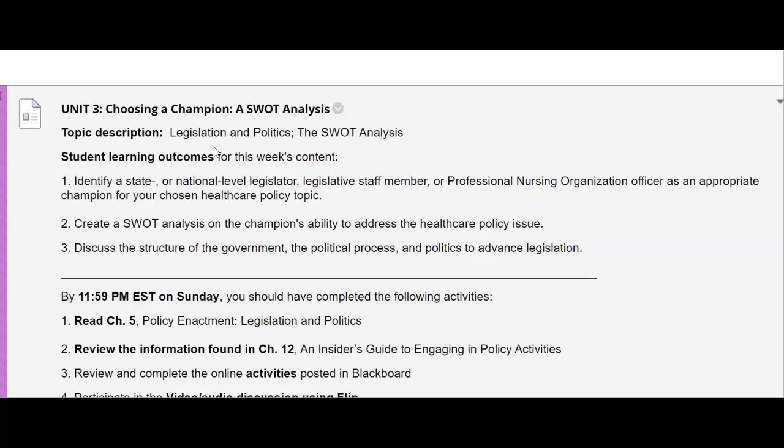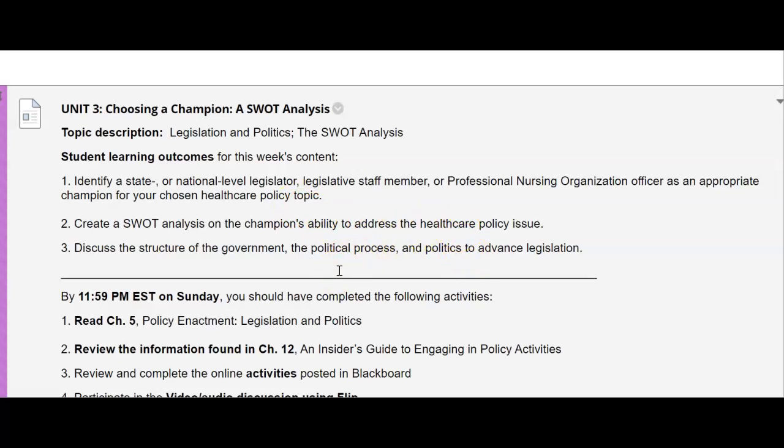doing a SWOT analysis. By the end of this learning unit, you're going to be able to identify an individual, whether that's a legislator, a legislative staff member, or an officer at a professional nursing organization, as a person who is an appropriate champion for your chosen healthcare policy topic. Who's going to champion your cause? And you're going to create a SWOT analysis on this champion's ability to address the healthcare policy issue.